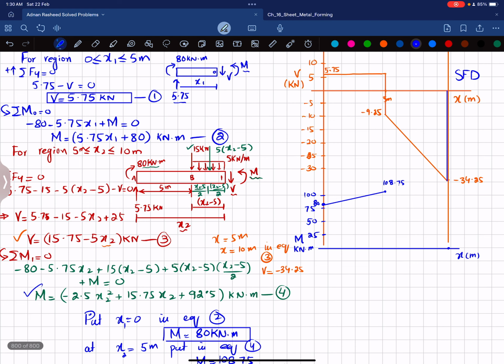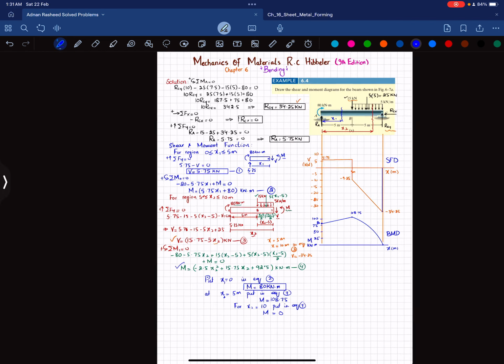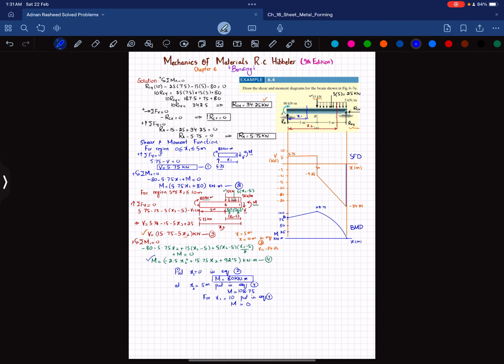And you can see that this shear force is 1 degree line and slope is decreasing. So bending moment will be a curve like this with clockwise direction. So it will be like this. It will be a curve type. And this is your bending moment diagram. So this was all about this example 6.4.